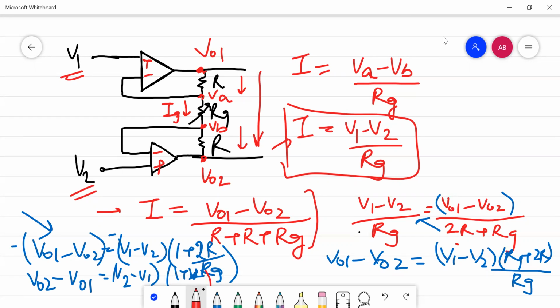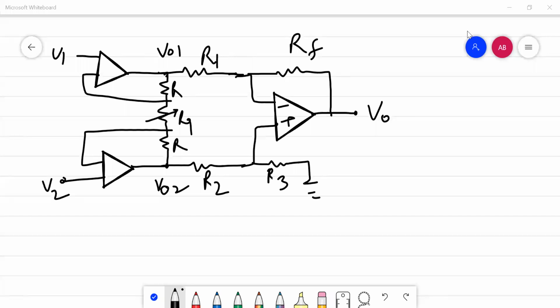So now moving on to my second stage, you have to remember this output here because we are going to need it in our second stage. So now this is our complete instrumentation amplifier with 3 op-amps. This is the 2 op-amps of our first stage that we just discussed, and this is our third op-amp that is being used as a differential input, that is the differential amplifier.